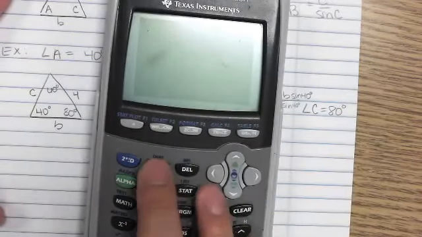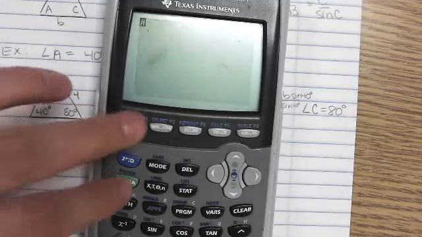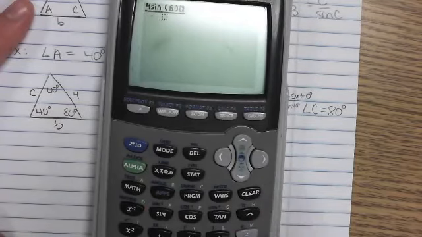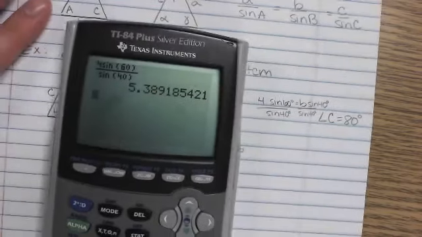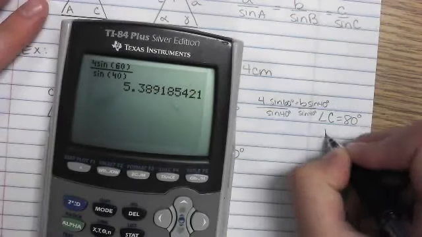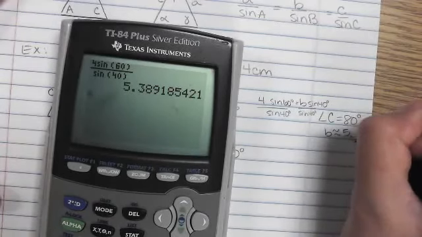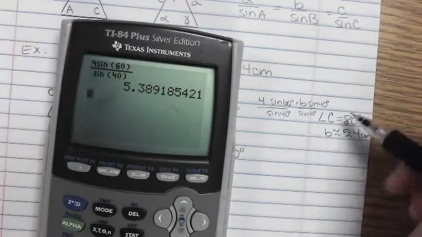And then I can type that in my calculator, making sure that your calculator is in degrees and not radians. So I have 4 sine 60 divided by sine 40. Depending on the problem, I'll try to remember to tell you how many decimals I want. For this video, let's just do 1 decimal place. So 5.4, make sure we put units on there, centimeters.